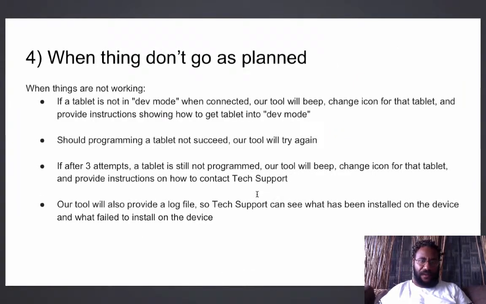When things don't go as planned, for example if a tablet is not in dev mode when connected, our tool will beep, change the icon for the tablet, and provide instructions showing how to get the tablet into development mode. Should programming a tablet not succeed, our tool will try again. If after 3 attempts a tablet is not programmed, our tool will beep, change the icon for the tablet, and provide instructions on how to contact tech support.